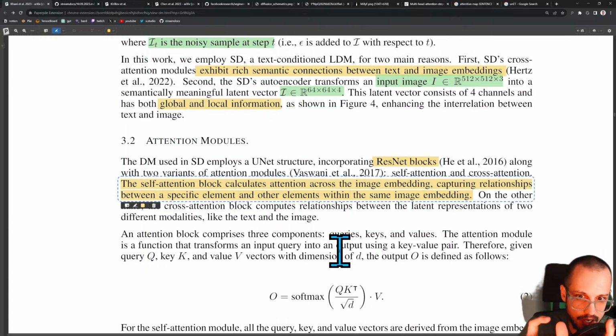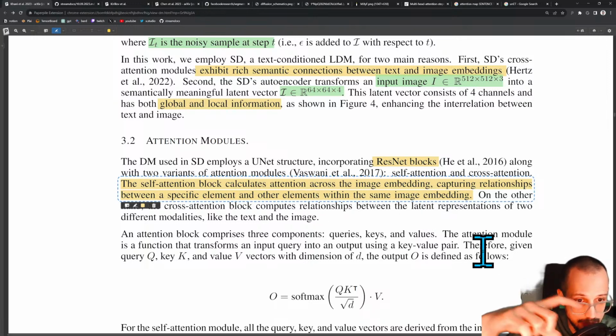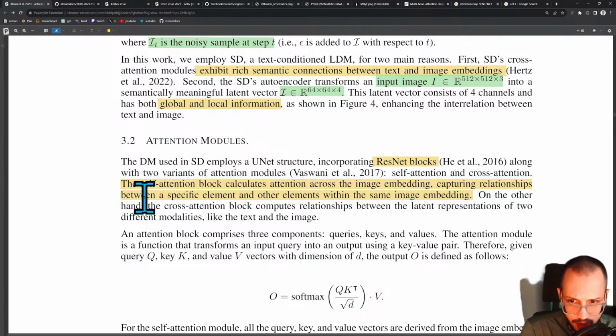Cross-attention is whenever the two things in your attention map are different. I think in the original Attention Is All You Need paper, it's two different languages. So it's like a sentence in language 1 and then a sentence in language 2. That's what the cross-attention is there, but here it's going to be image and text is the cross-attention, and then image and image is the self-attention. On the other hand, cross-attention computes the relationship between the latent representations of two different modalities, like text and image. An attention block comprises three components: queries, keys, and values.